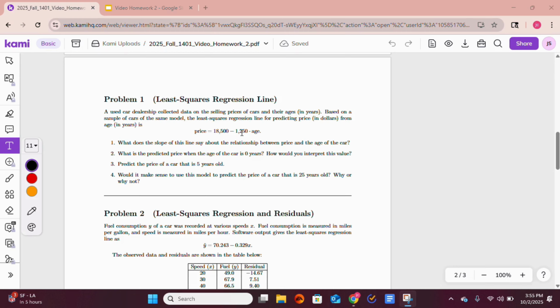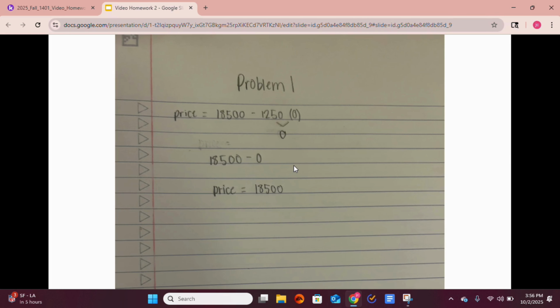Moving on to problem 2, it asks, what is the predicted price when the age of the car is 0 years? How would you interpret this value? So, we first need to find when the car's age is 0. We can do that by plugging in 0 to the equation. When we multiply negative 1,250 by 0, we get 0. Then we are left with 18,500 minus 0, which is obviously still 18,500. That would be our answer for when the car's age is 0.